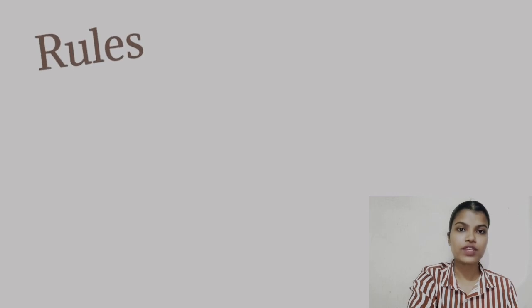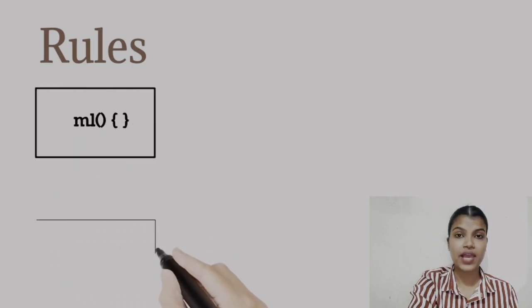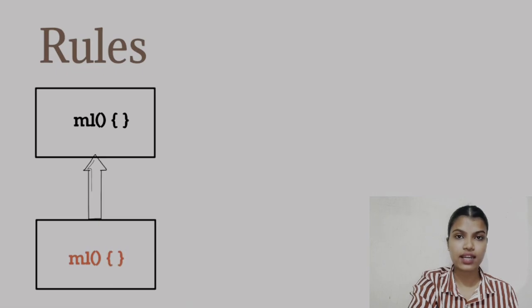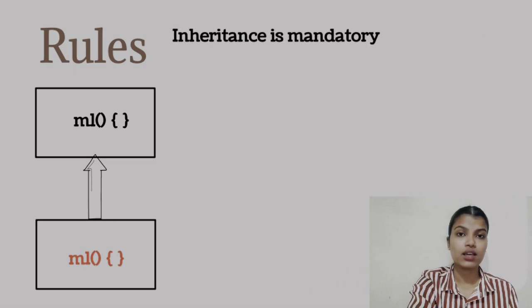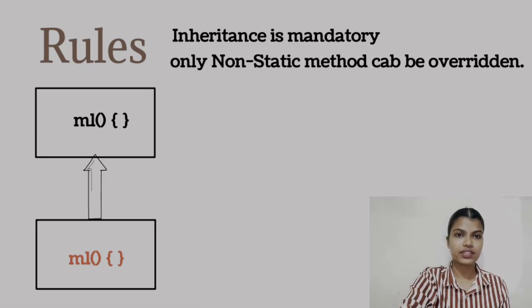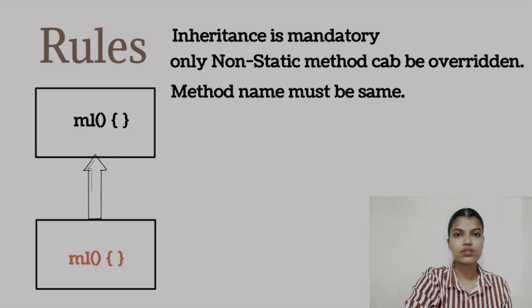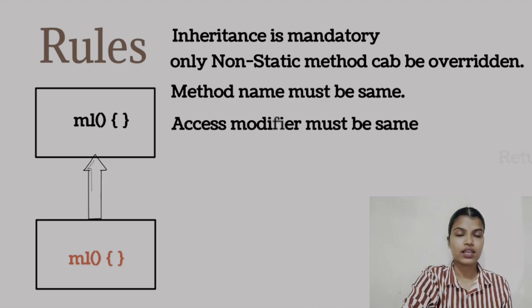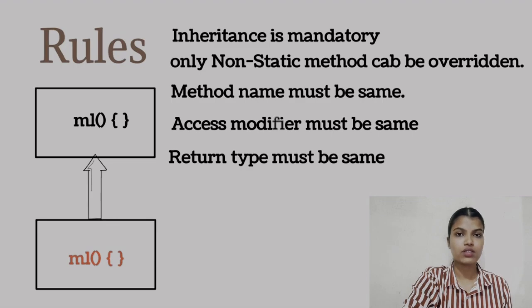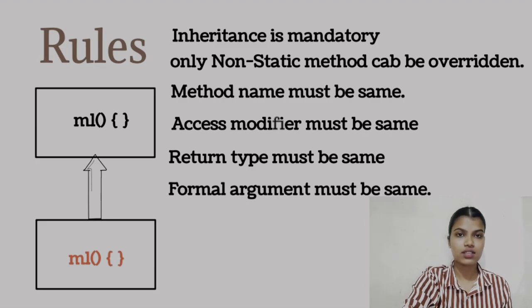There is a set of rules which we have to follow to achieve method overriding. In our example you have seen that there was a parent-child relationship between two classes, class A and class B. So in our rules we can say that inheritance is mandatory. The second thing, only a non-static method can be overridden. The parent class method name and the child class method name must be the same. With the method, we know there is the concept of access modifier and also the return type. So the access modifier must be the same and also the return type must be the same. If we want to pass formal arguments, they should also be the same. Overall, we can say that the method signature of both classes must be the same.